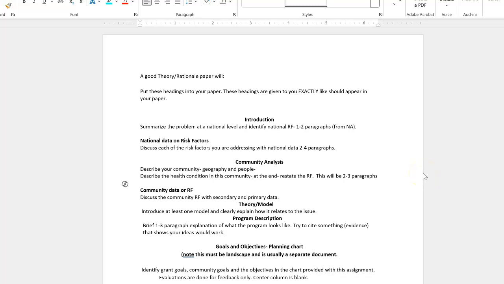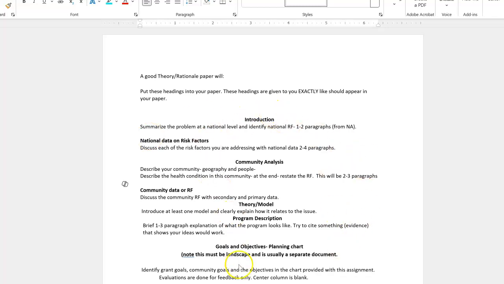Hi everyone, this is a brief audio recording of how to have a good or a great theory paper. So the first thing it says to do in the directions is to put the headings in. All of the headings are bolded. The ones in the center are called first level headings in APA, and the ones to the left are called second level headings for APA.